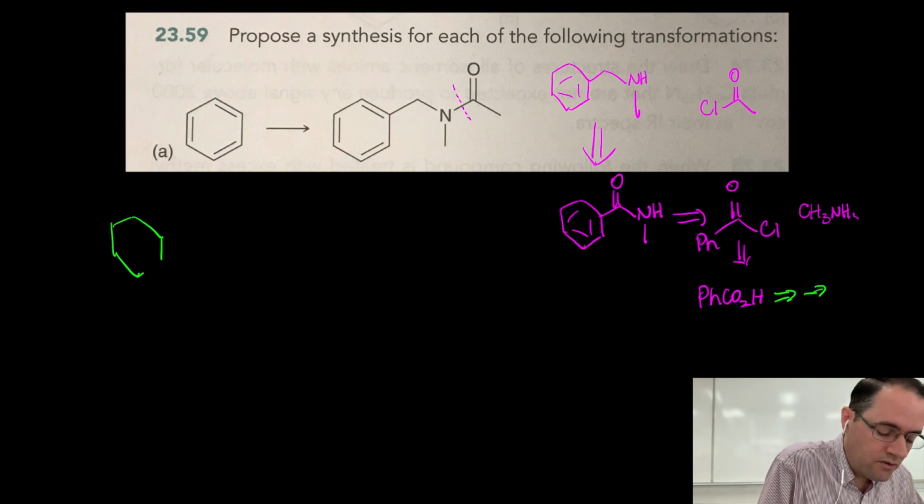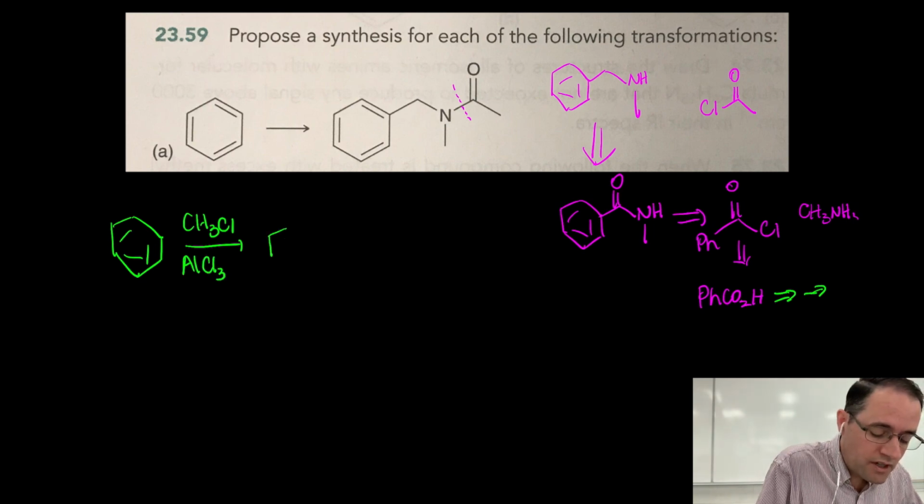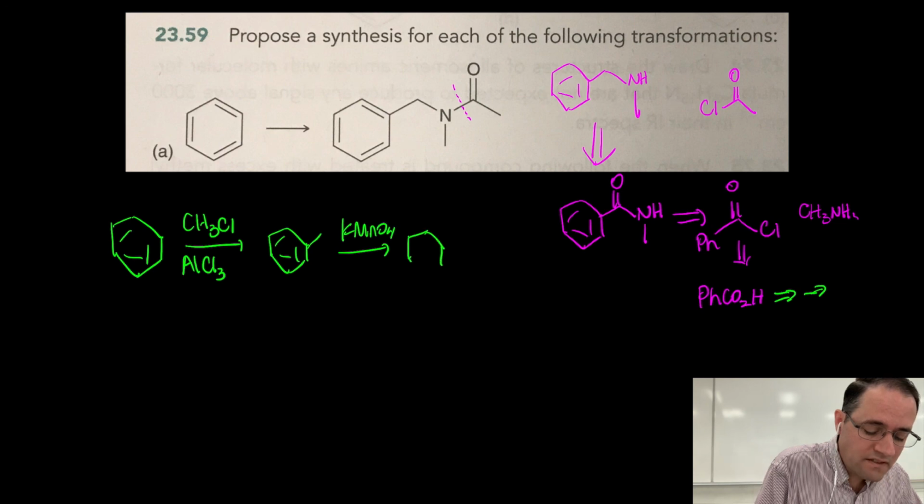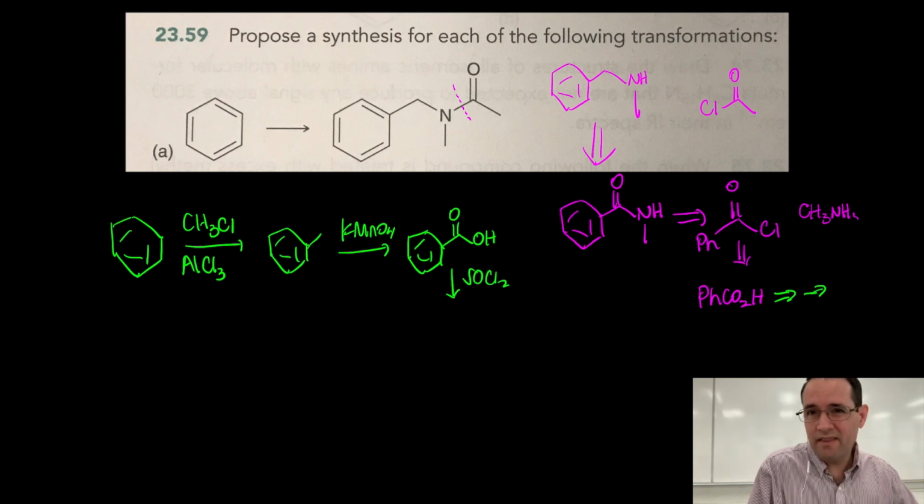So we want to make benzoic acid. So remember, that's a two-step procedure. Here's benzene, and we need to treat this with chloromethane, aluminum trichloride to give us toluene, okay? Once we have toluene, we can treat this with potassium permanganate. That's going to form benzoic acid here. Once we have benzoic acid, we can convert that to the acid chloride with thionyl chloride, okay?